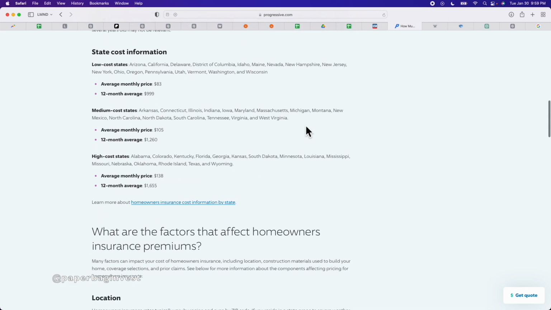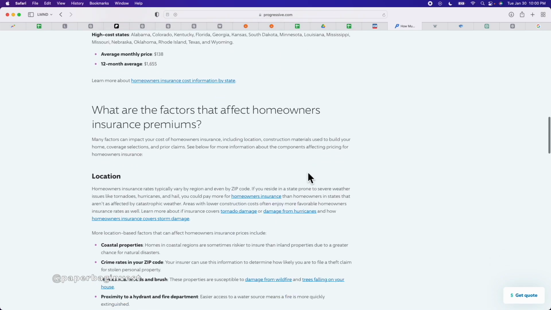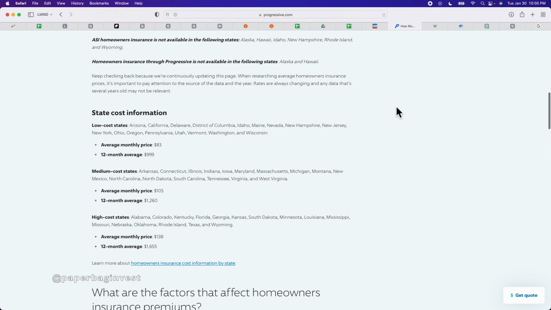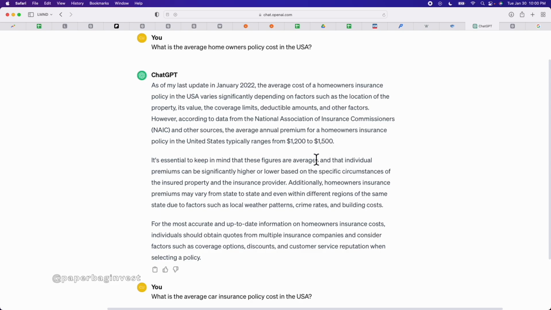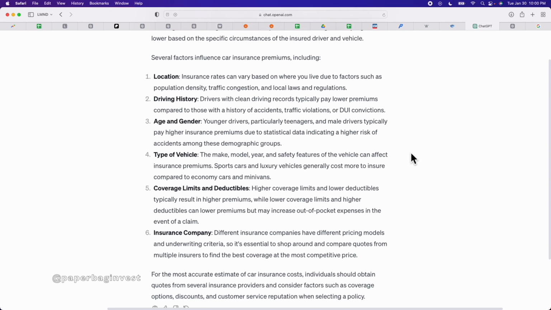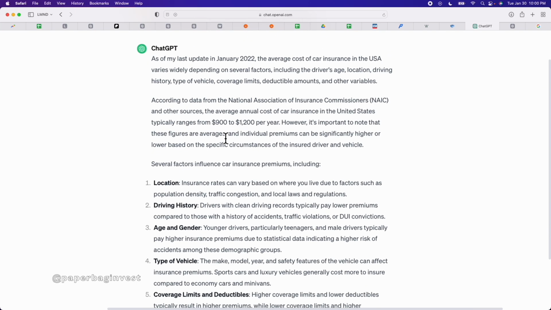Some data on Progressive, maybe $1,000 to $1,700, maybe even more. It depends largely on how big your home is, where it is, and what state you're in. If you ask ChatGPT, it says home insurance is typically in the $1,200 to $1,500 range, and driving could be $900 to $1,200 per year. So somewhere from the low end of $900 up to $1,500 or $2,000 is going to be the bulk of the policies.